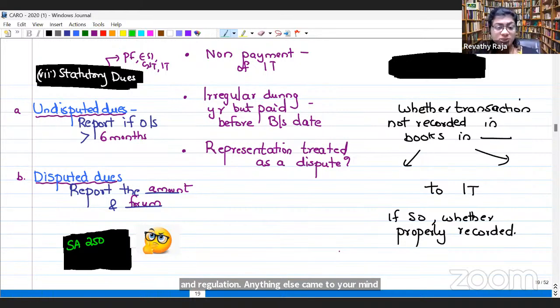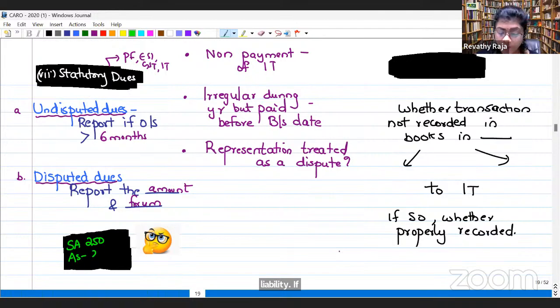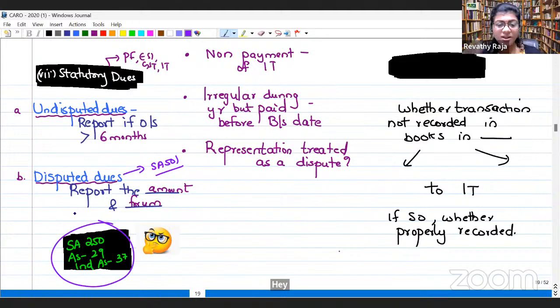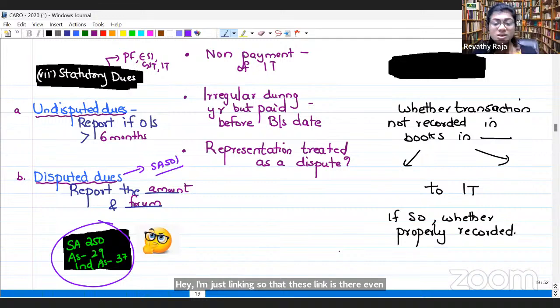Okay, disputed dues, you have to show it as a contingent liability. AS 29, Ind AS 37. Final students, it will come under SA 501, litigation and claims. I'm just linking so that this link is there even in the suggested answer. I say material is not there, but in the suggested answer they will say it, especially for Final.